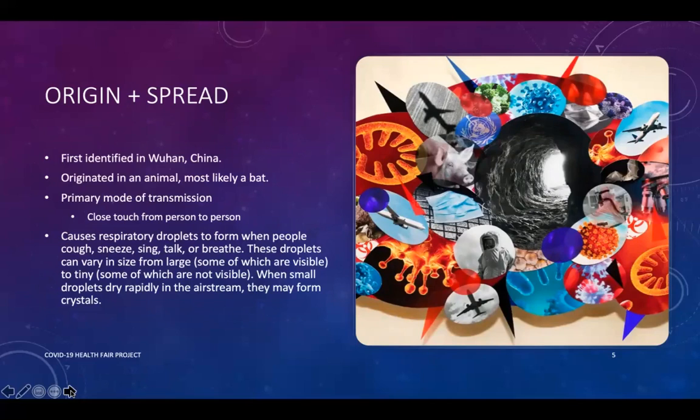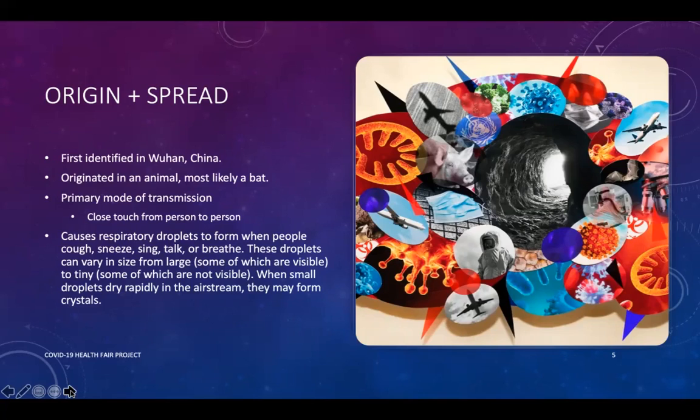Now I'm going to go into the origin and spread. The virus was first identified in Wuhan, China, and based on research, the virus originated in an animal, most likely a bat. And now I'm going to touch on the primary mode of transmission. Basically, it comes from a close touch from one person to another person. This is most likely why we have to stay 6 feet from one another and keep our safety distance.